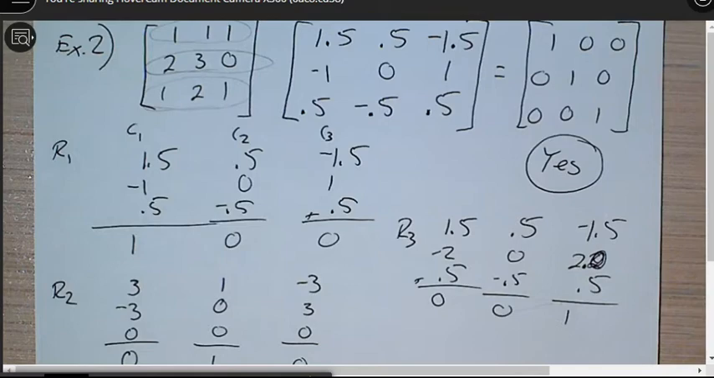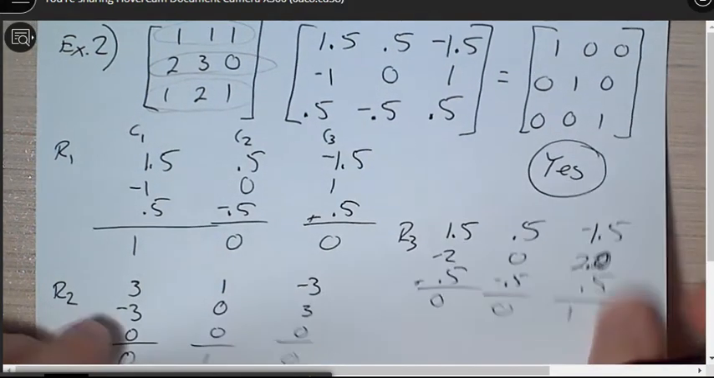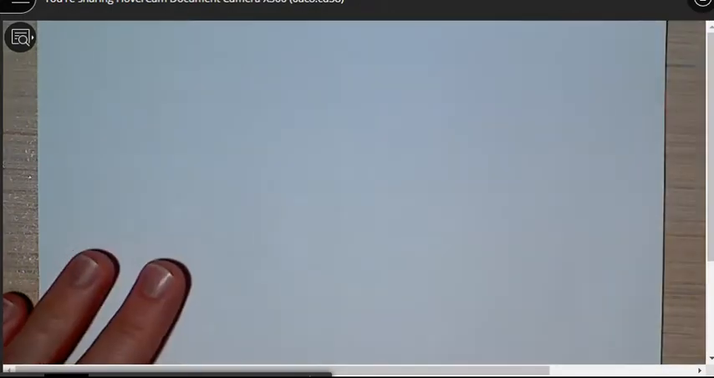Okay, and then the last thing they're going to ask you to do in 6.5 is, instead of giving you two matrices and asking if the two matrices are inverses, they're going to give you a matrix and ask for you to find the inverse.